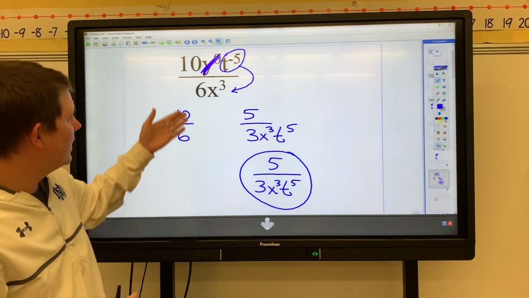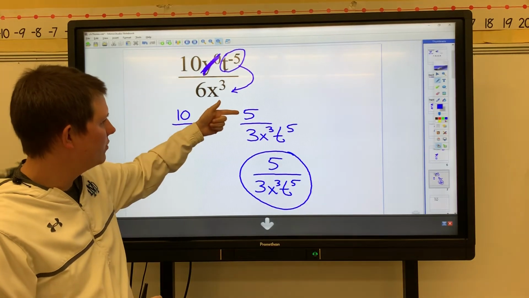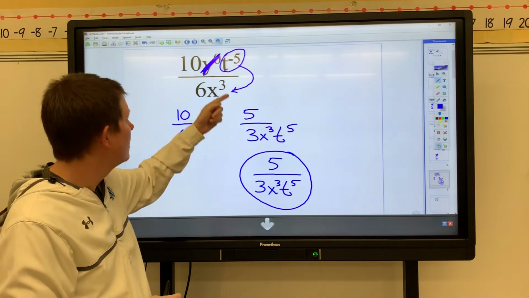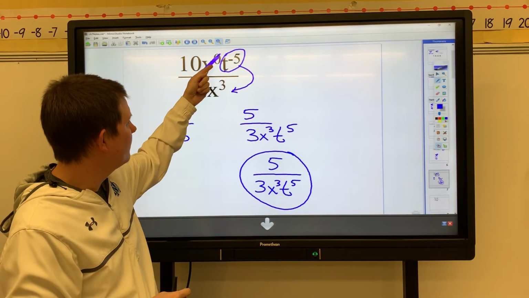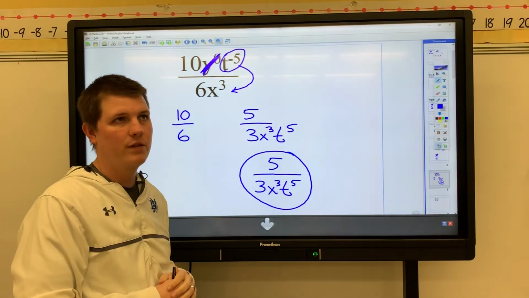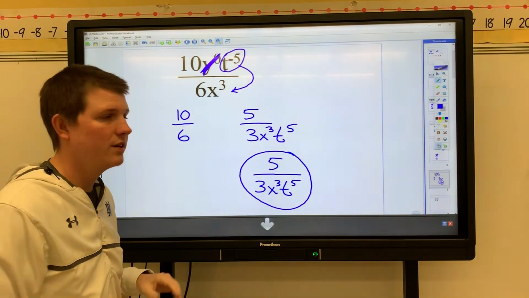So once again, break it up and look at each part. 10 over 6 reduces to 5/3. The x to the third stays there because it's positive. The y to the 0 crosses out. And the t to the negative fifth goes down and makes it t to the positive fifth. Let's look at another example.